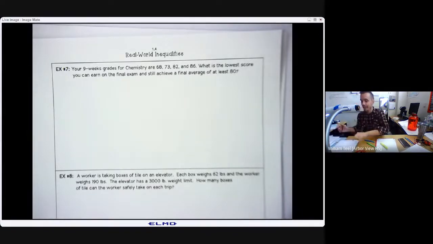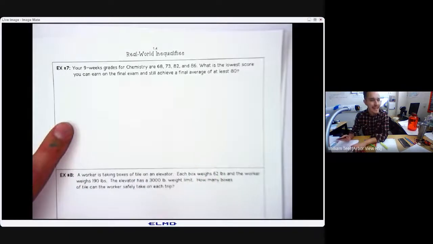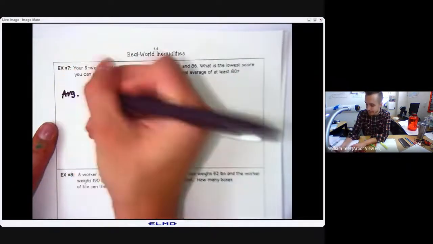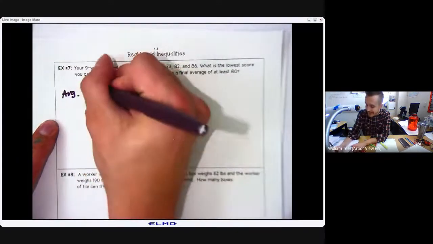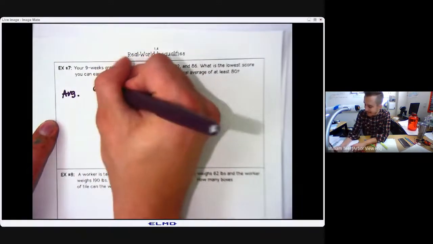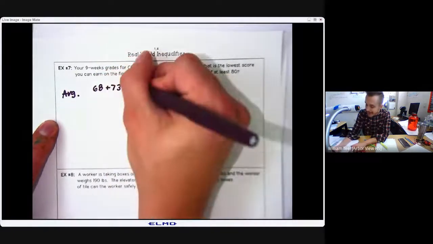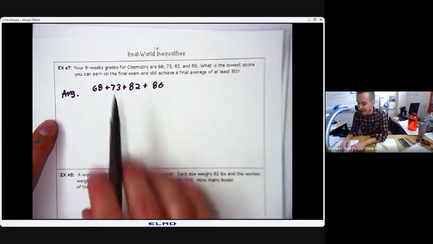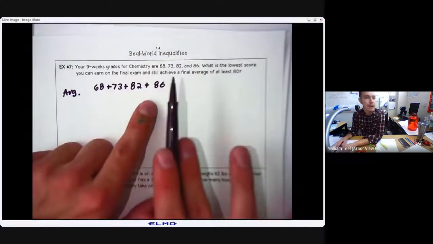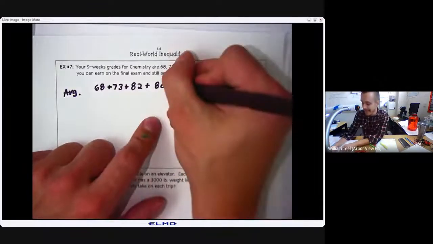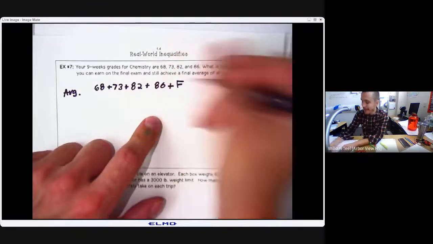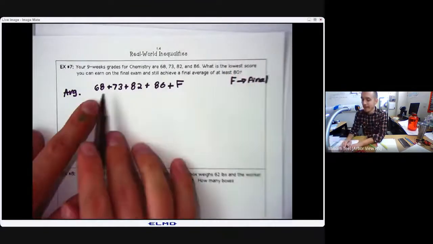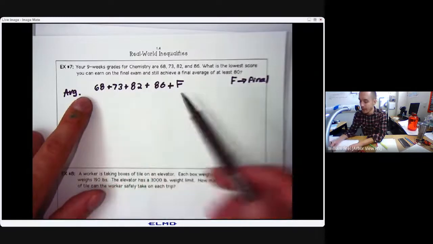How do we represent average? The average of a set of numbers. We are going to take all of those numbers, 68 plus 73 plus 82 plus 86. And we also want to include the value of the exam that we have not taken yet. So we're just going to say plus F. I'm going to say F represents the final exam. So this is how we would represent the sum of all of those tests, including the final that we haven't taken yet.